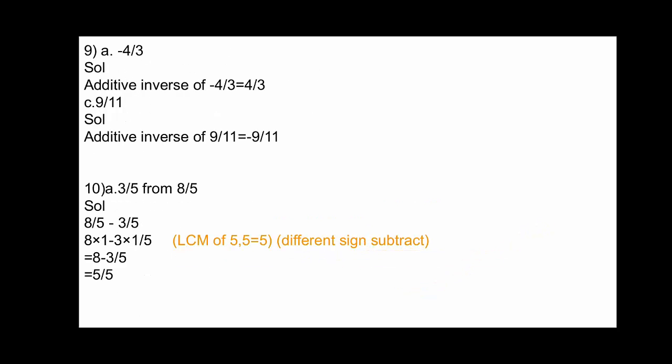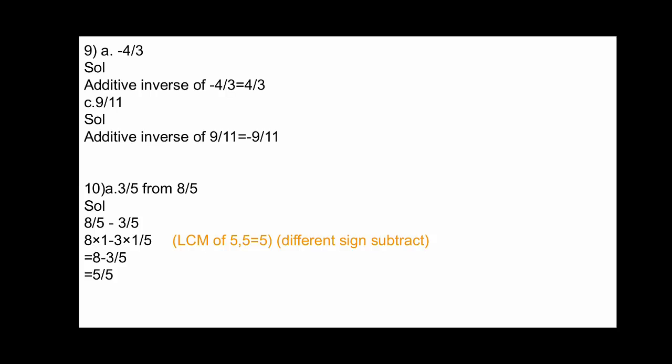Number 9, the additive inverse. Additive inverse means the opposite sign. If the question is minus, the answer will be plus. So the additive inverse of minus 4 divided by 3 will be plus 4 divided by 3. Similarly, the additive inverse of plus 9 by 11 will be minus 9 by 11.